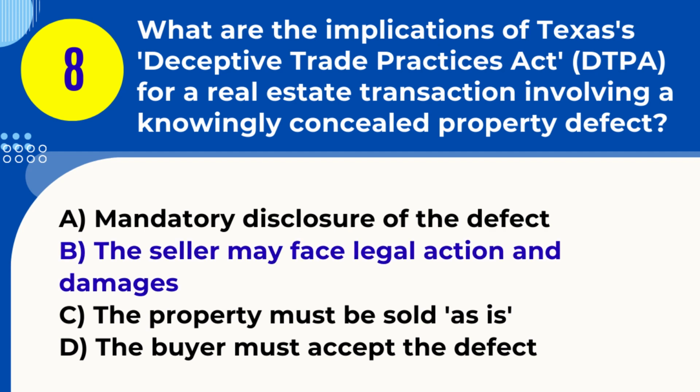Answer. B. The seller may face legal action and damages. Explanation. Under the DTPA, if a seller knowingly conceals a property defect in Texas, they can face legal action and be liable for damages to the buyer.